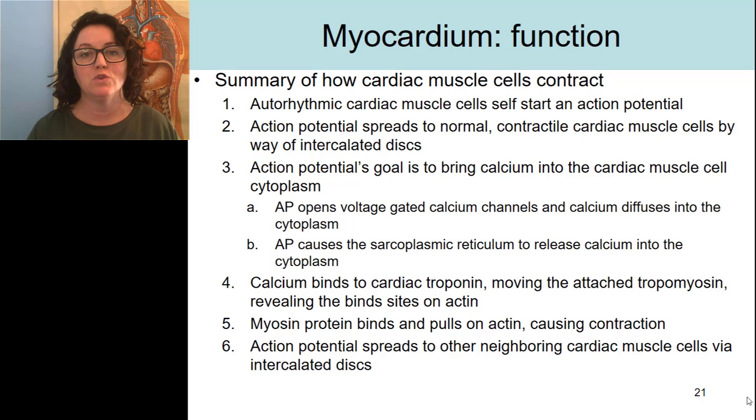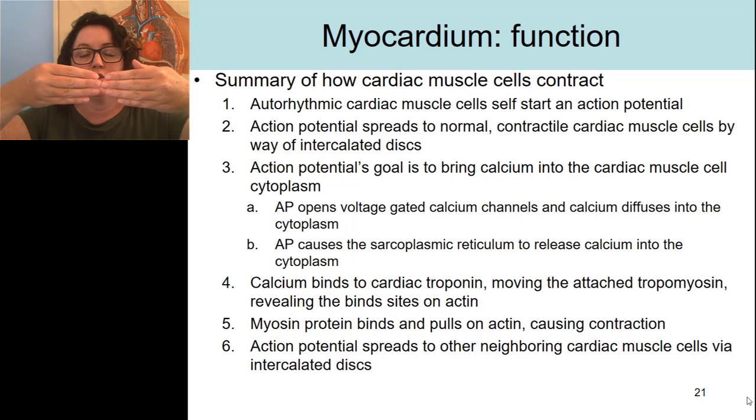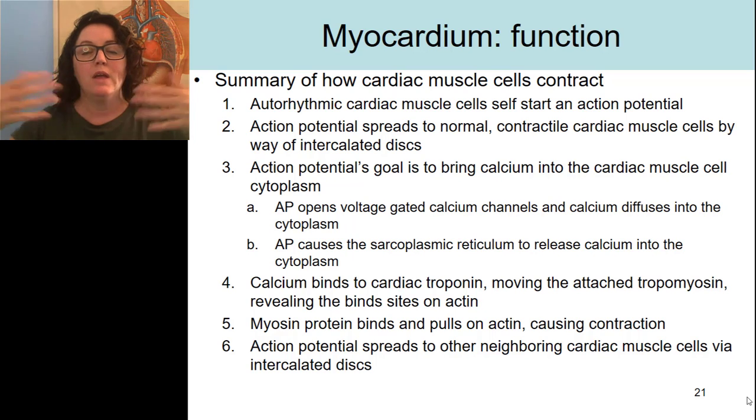The action potential then can spread to the normal contractile cardiocytes. So don't forget that cardiac muscle tissue has those intercalated discs where one cardiocyte ends and the other cardiocyte begins. There are these intercalated discs between them. And the intercalated discs allow the cardiac muscle cells to share a cytoplasm. So whatever happens to the cytoplasm of one cardiocyte will also happen to the next.